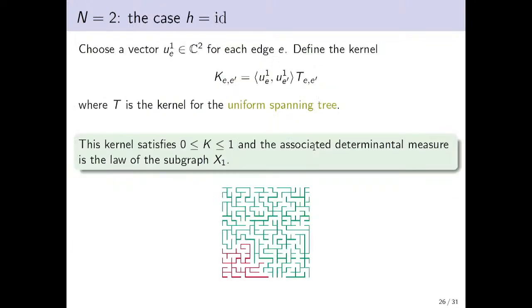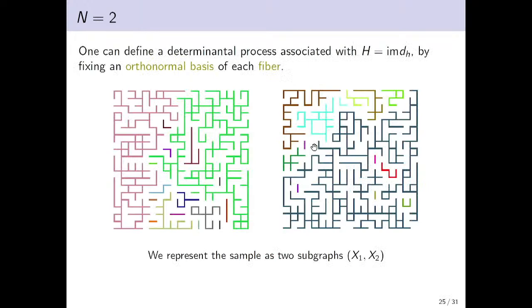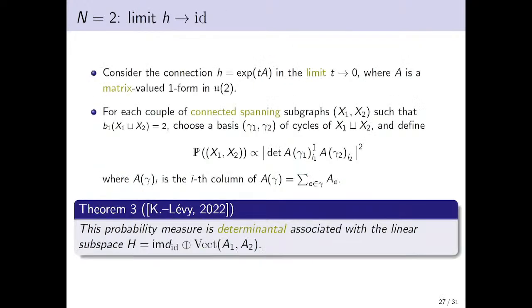Then it turns out that this couple of graphs x1 and x2 will be supported on pairs of connected spanning subgraphs such that the total number of cycles in both is 2. So it's quite simple. It could be 2 unicycles, or it could be a spanning tree and a connected one with 2 cycles, and vice versa. So we understand what the configurations are, and now what are the weights? The weights are actually easy to compute.